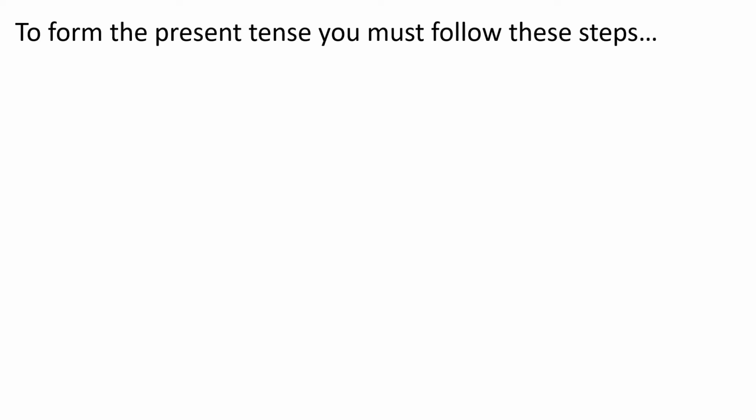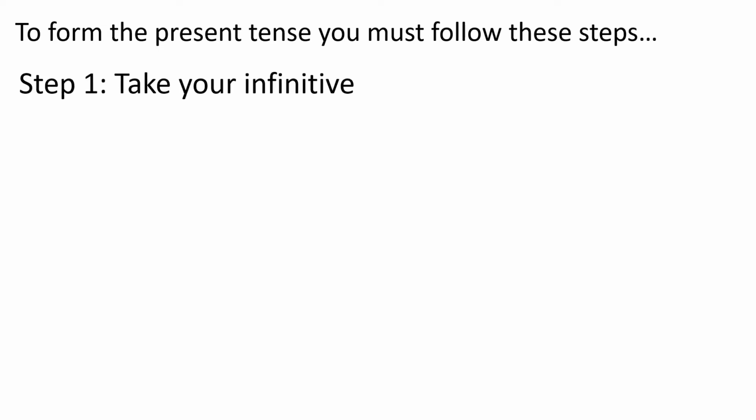Now we're going to look at how you form the present tense for AR, ER and IR verbs. So to form the present tense, you must follow these steps. Step 1, you must take your infinitive. I'm going to choose cocinar, to cook, one of the activities we looked at last lesson. You can see that cocinar is an AR verb.